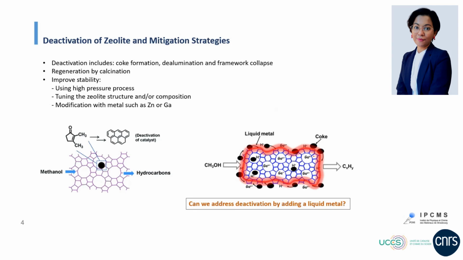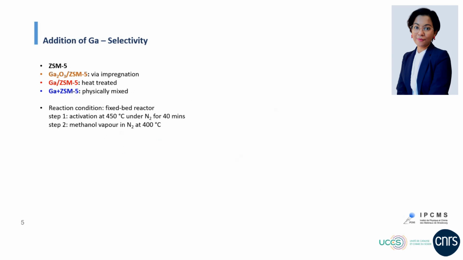For our case, we want to address the issue of deactivation by adding a liquid metal. We have used a range of liquid metals, but today I'm going to focus on the addition of gallium. So first, let me talk about the selectivity. But before that, let me talk about the catalyst.